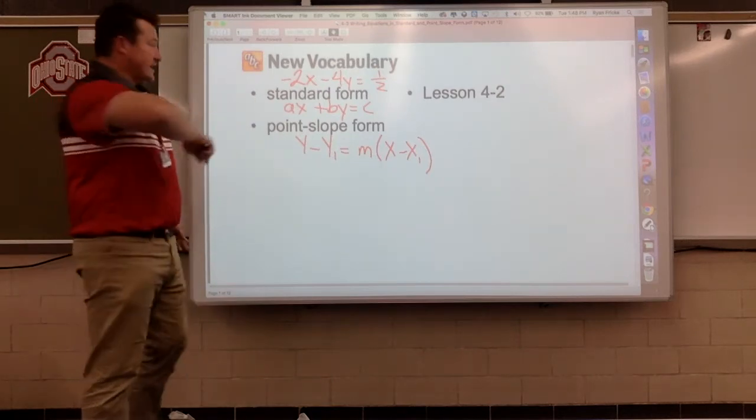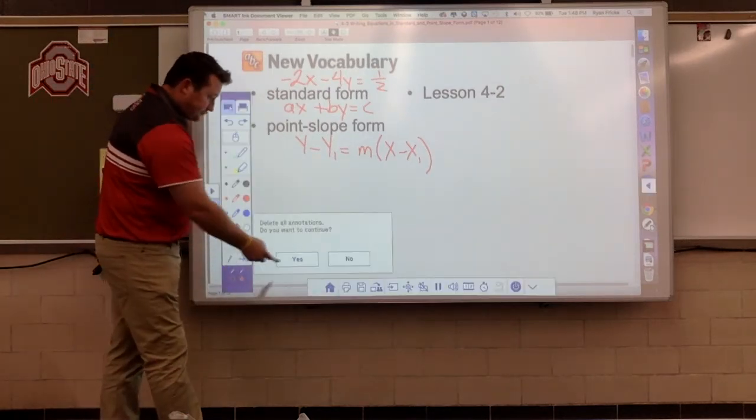Okay, so let's write some equations, guys, in these two different forms. It should be a lot of fun.